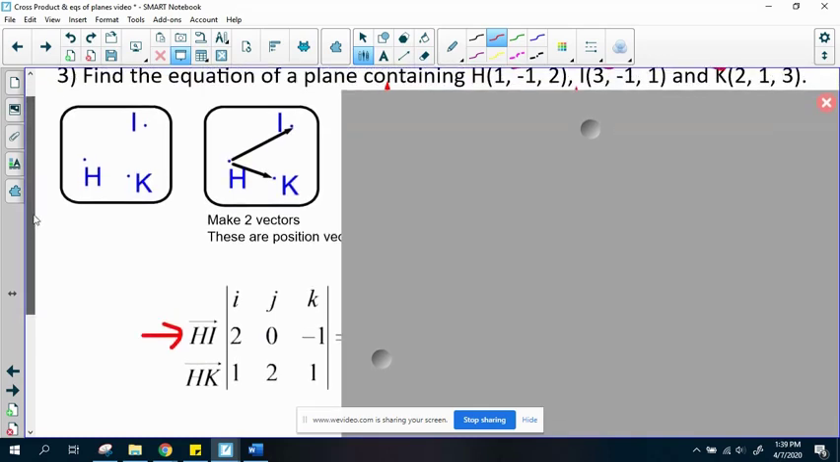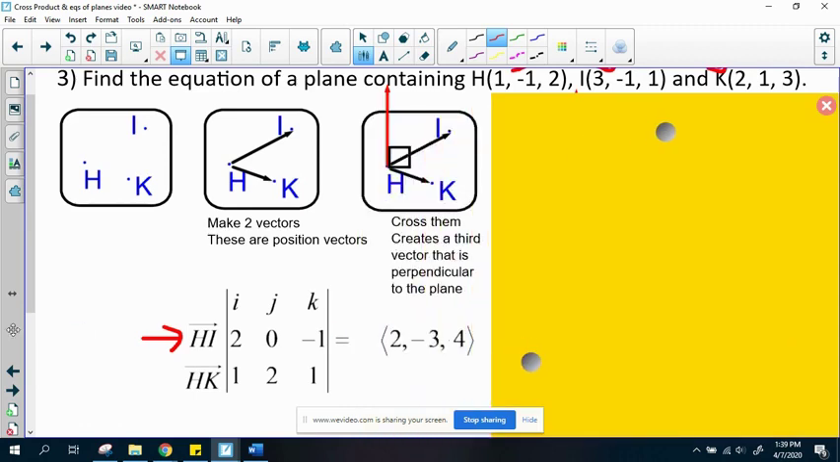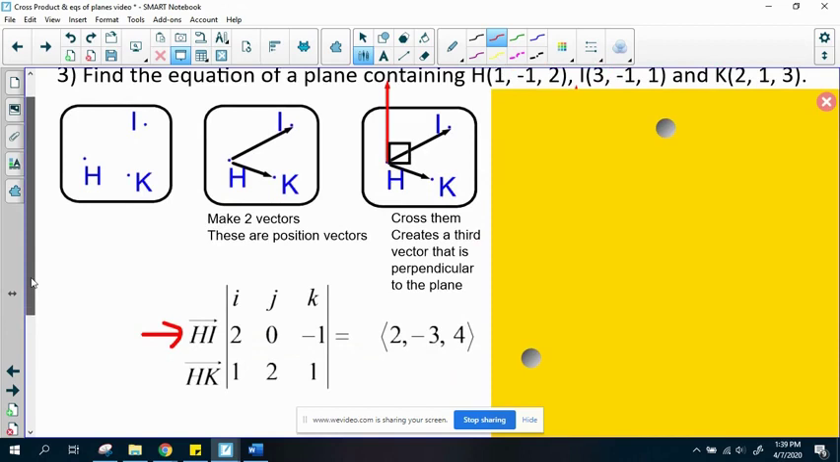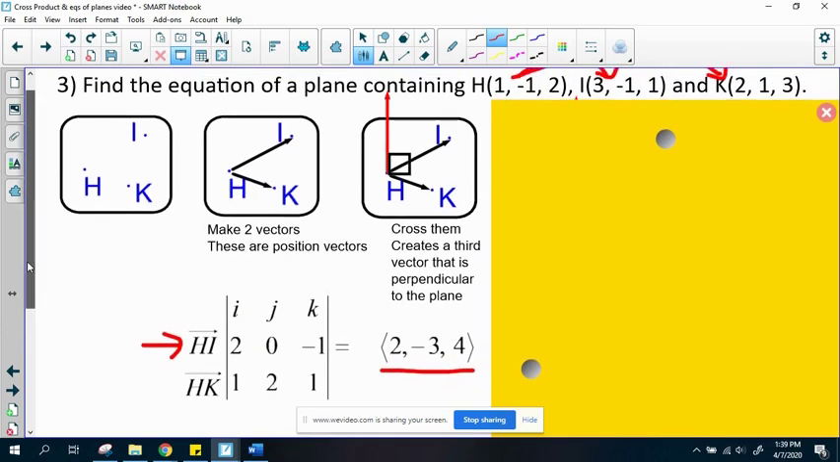Okay, the next step is to actually cross them. Okay, so I'll show you. I'm going to cross them. I'm going to do the cross product, break it down, my rows, my i's, j's, and k's, and I end up with this vector here, 2, -3, 4. So what that means is I created 2 vectors, and this 2, -3, 4 is the normal vector that is perpendicular, or 90 degrees, to the plane that had those other 2 vectors.